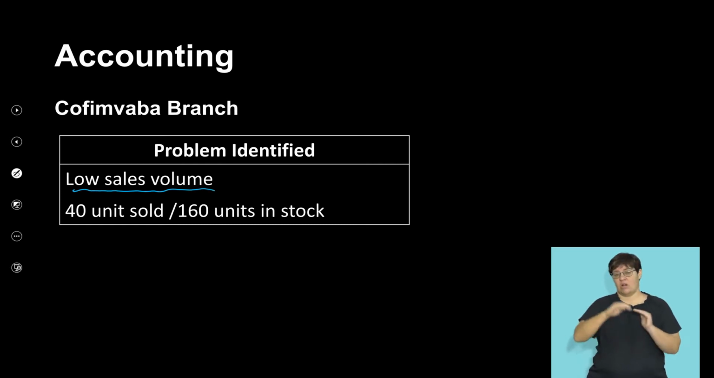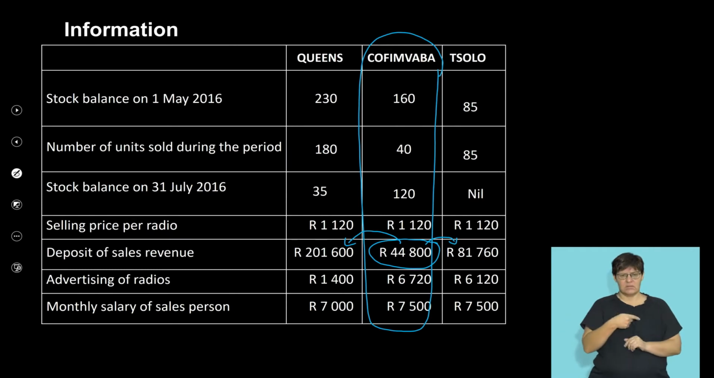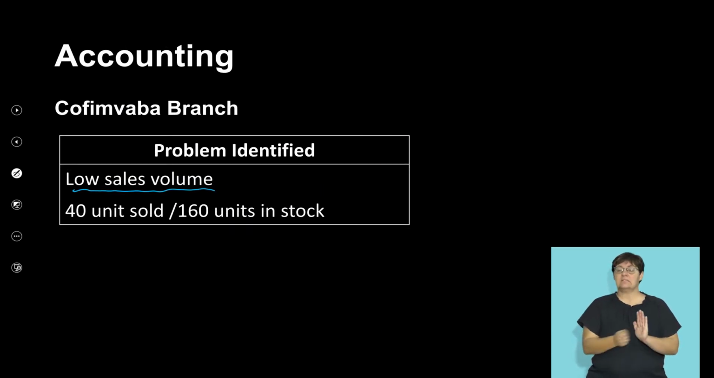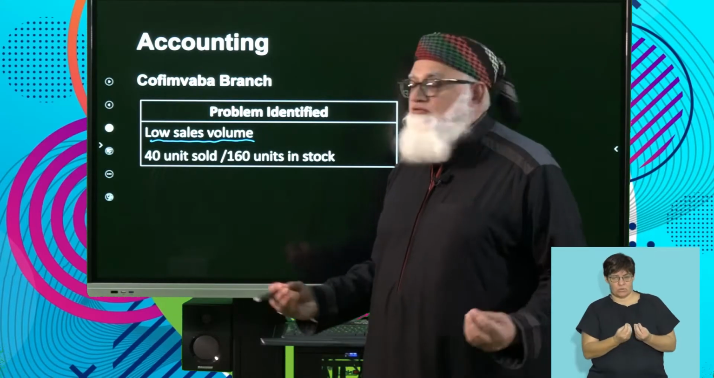In other words, how many units did we sell? Look at the information. Number of units sold. Clearly, you can see it stands out relative to Queens and Solo. So clearly you can see you've only sold 40 units of the total 160 units in stock. So your low sales volume.